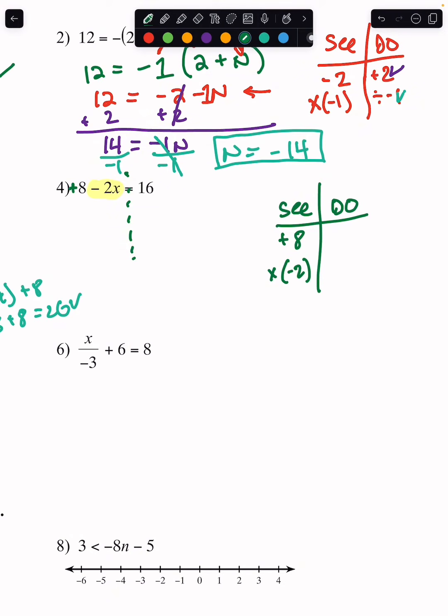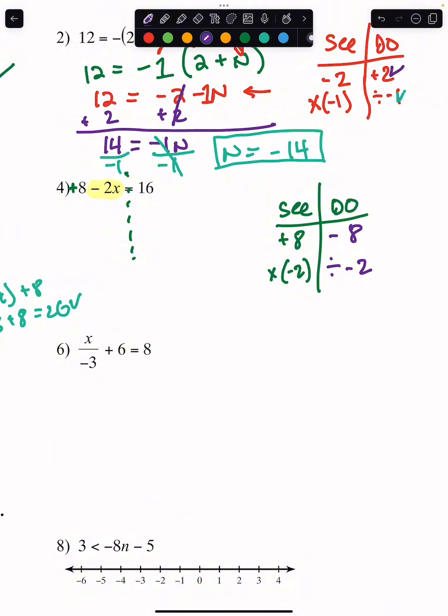All right, so then I have to undo the plus 8. I have to do the inverse, which is minus 8. And then the inverse of times negative 2 is divided by negative 2.